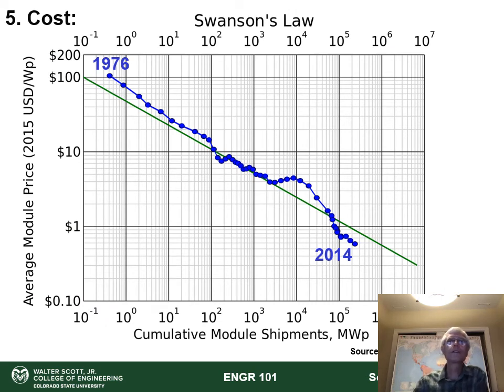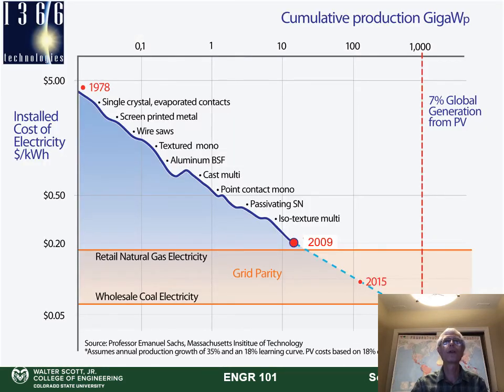Let's talk about cost. In general, there's something called Swanson's law, which says that the more you produce of something, the more experience you have, and the more that the cost goes down. And you can see this just between 1976 and 2014, what happened in terms of the cost of solar panels. The scale on the vertical axis is logarithmic, and the scale on the horizontal axis is logarithmic as well. And so you can see more than 100-to-1 reduction in terms of the cost between 1976 and 2014. And we'll talk a little bit more about closer to the present as well.